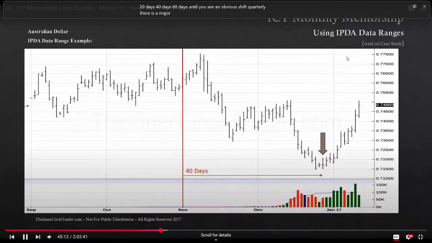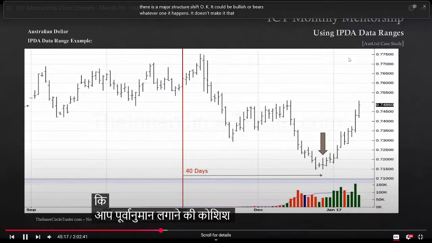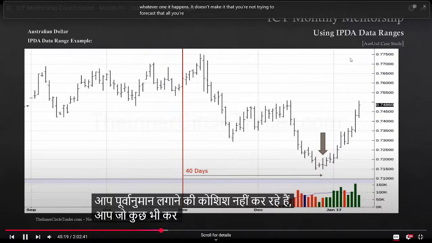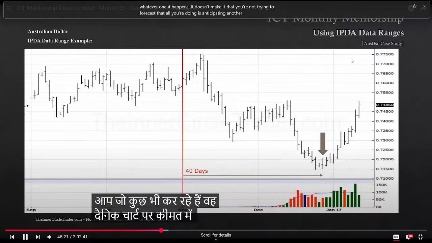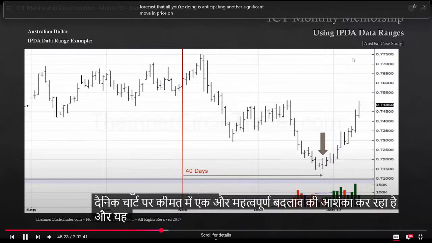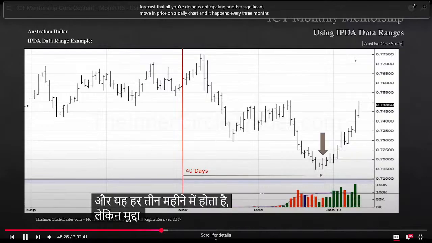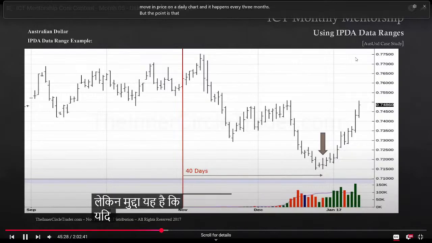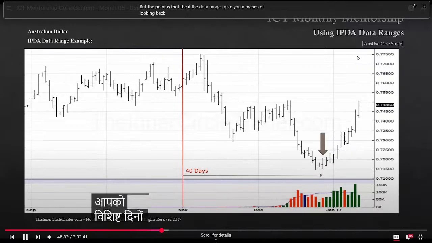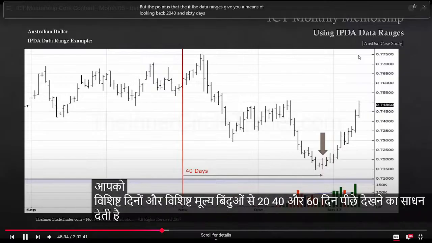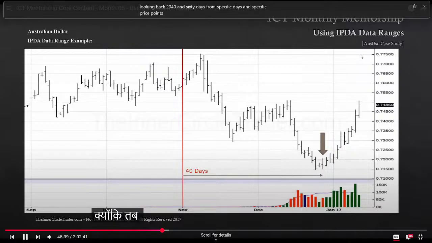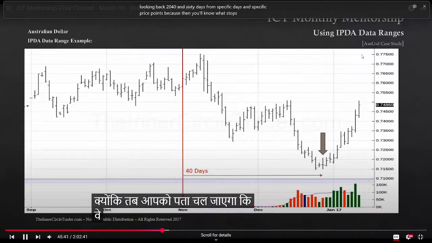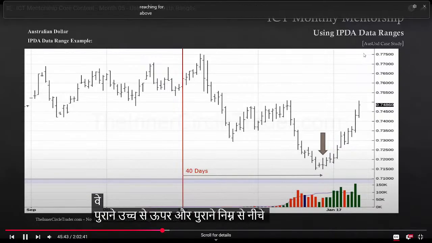There's a major structure shift, okay? It could be bullish or bearish, whichever it happens to be, you're not trying to forecast that. All you're doing is anticipating another significant move in price on a daily chart, and it happens every 3 months. But the point is, the IPDA data ranges give you a means of looking back 20, 40, and 60 days from specific days and specific price points, because then you'll know what stops they're going to be reaching for above an old high and below an old low.